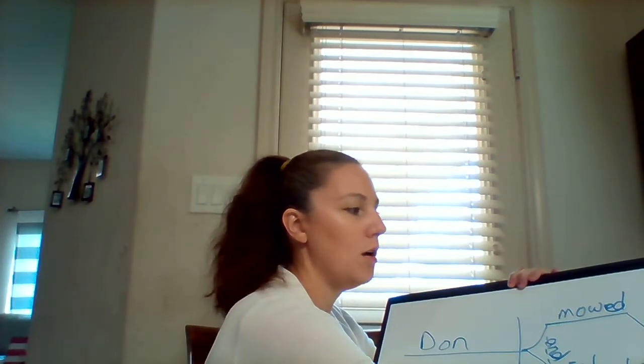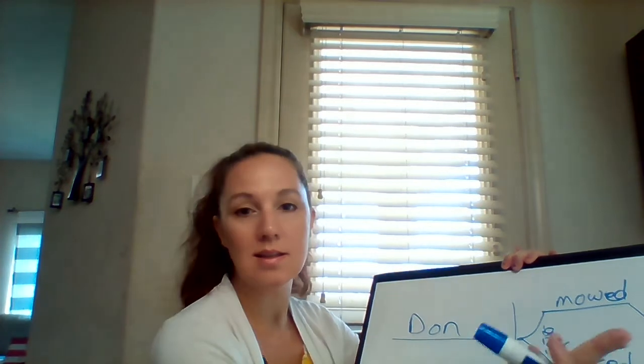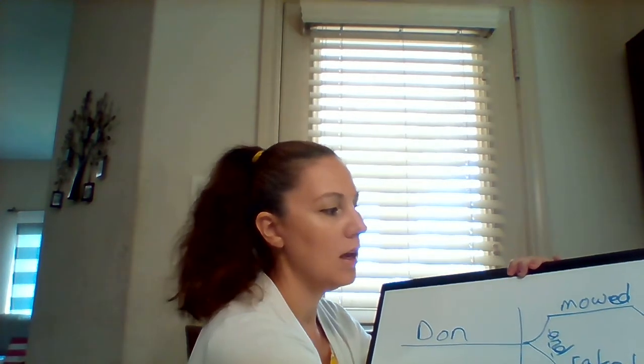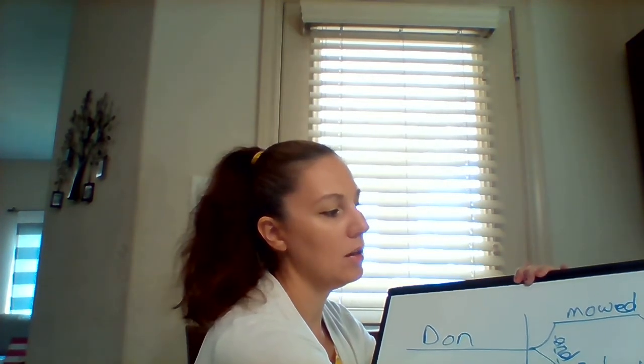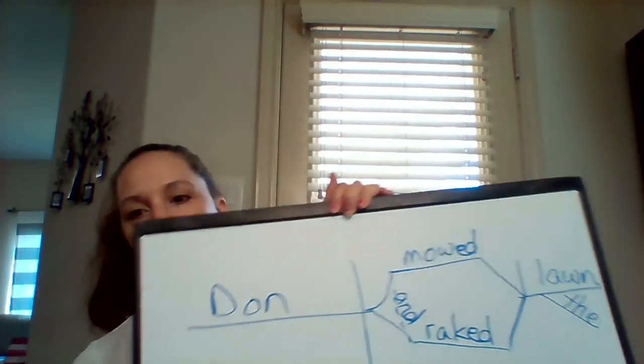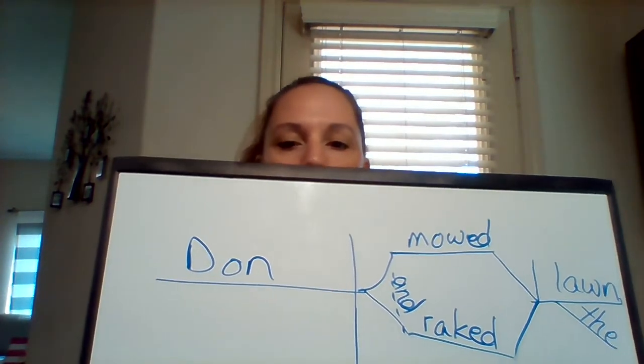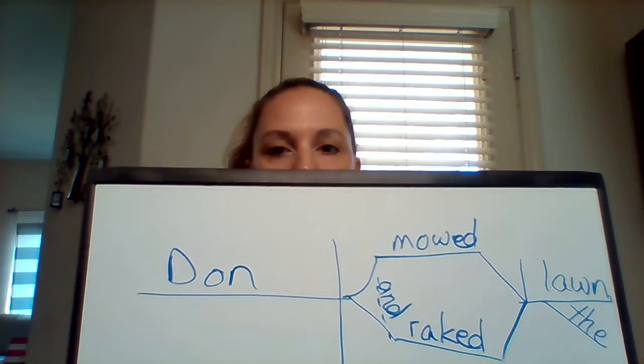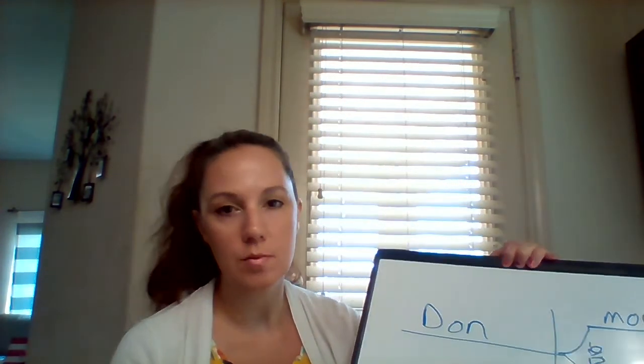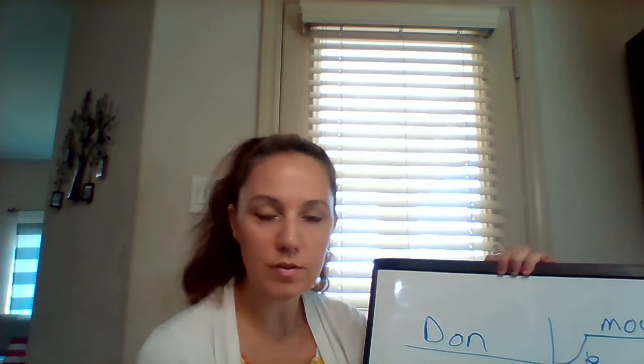Lawn is your object. That's what he's doing that to. And the is describing the lawn. So I have to put it underneath lawn. Okay? So that's how that would look. We just have to open it up and then close it again since we had a direct object. Okay, so hopefully that makes sense.